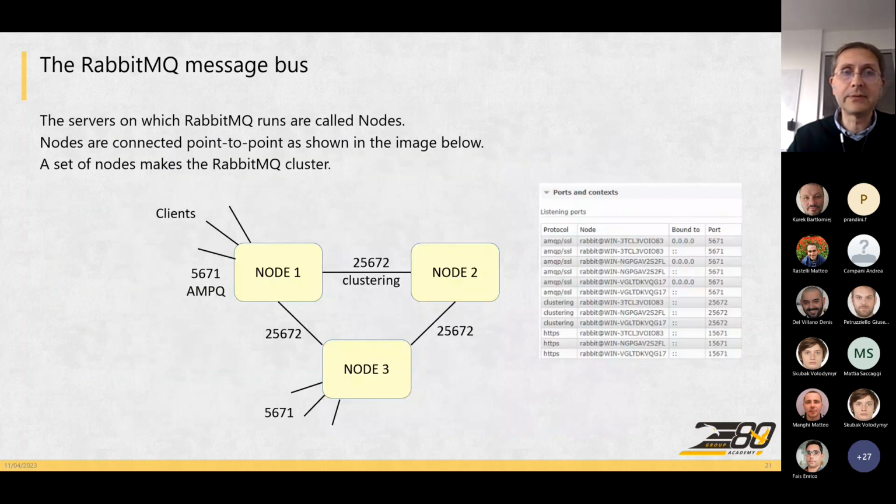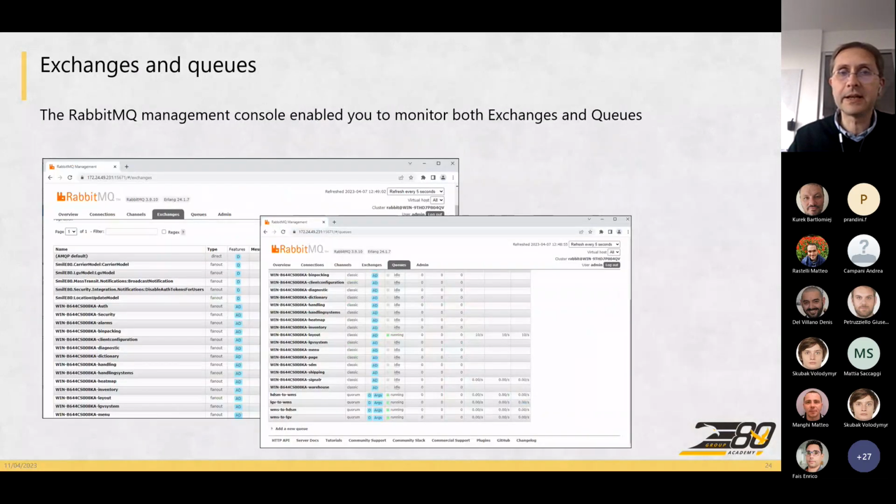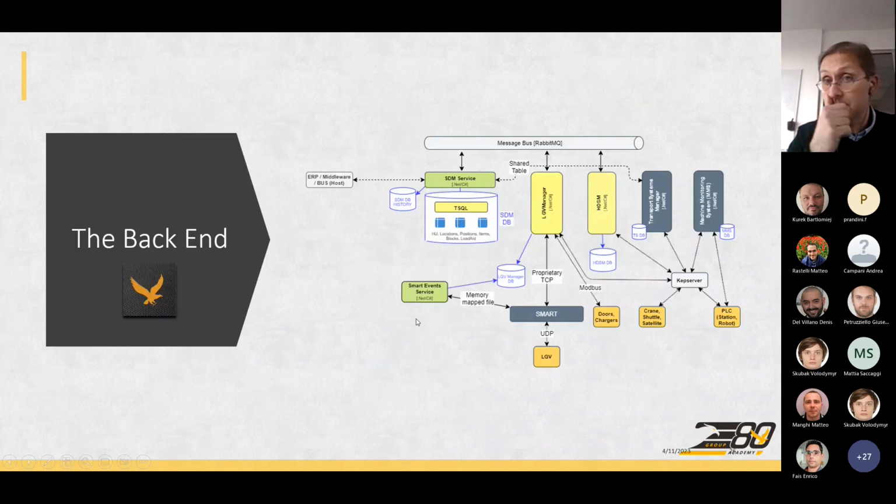Okay, so this is all about RabbitMQ. So it's a very important critical infrastructure. And remember that if it doesn't work, there are big problems on the warehouse, because it's used also for SDM to LGV Manager communication.